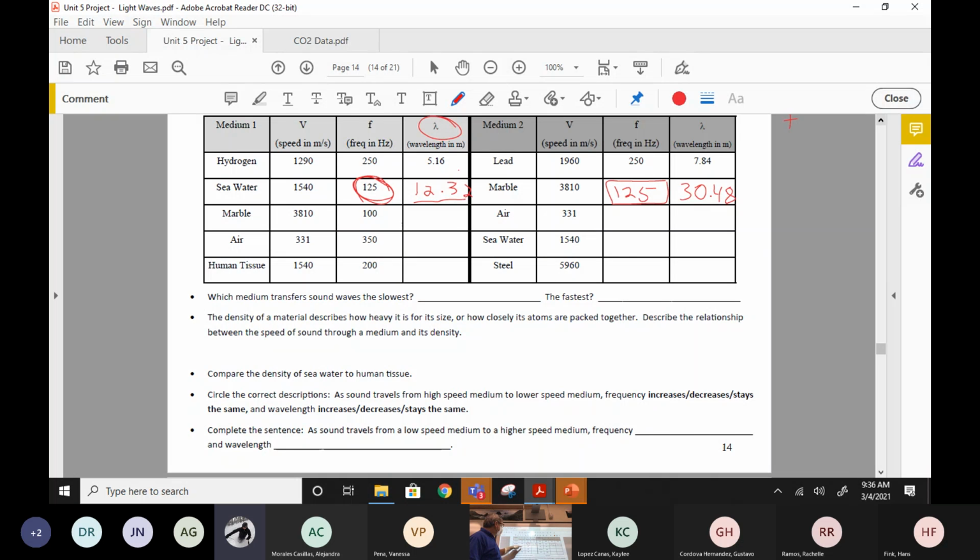possibilities, correct? We've got hydrogen, seawater, marble, air, human tissue, lead, marble, air, and seawater again, and steel. So we do have two different ones to compare over there, lead and steel, along with these five on the left. Which one's the fastest and which one's the slowest? You just read it off the chart, huh?